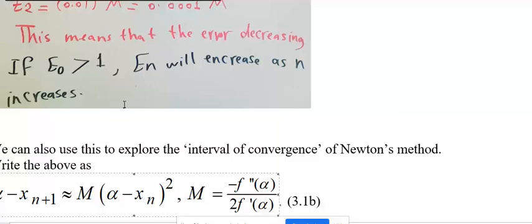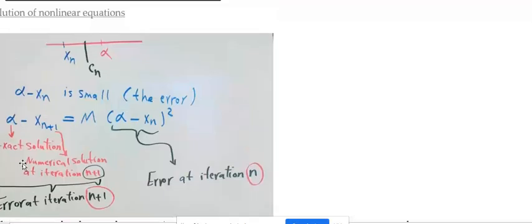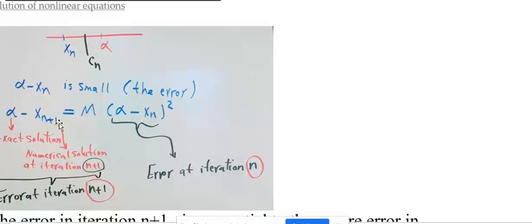Okay, let's see it in another slide. Yes, here it is. Alpha minus xn is the error at iteration number n. Okay. Alpha minus xn plus 1: alpha is the exact solution, xn plus 1 is the numerical or approximate solution at iteration number n plus 1. So here in the left we have the error at iteration number n plus 1.